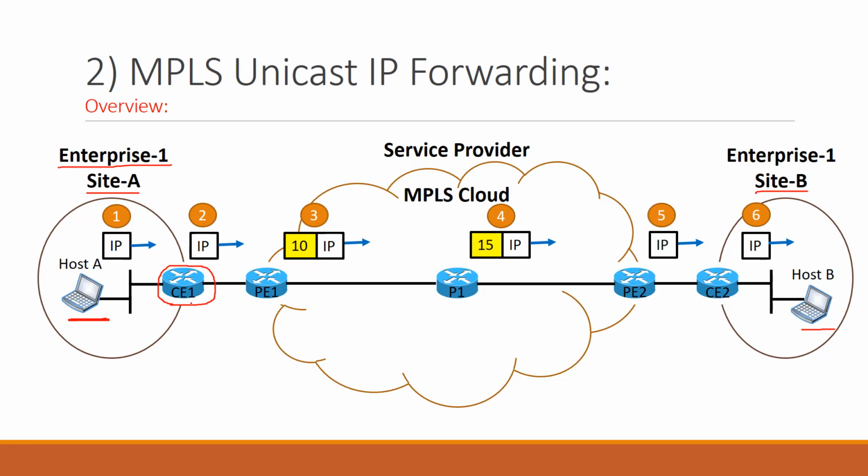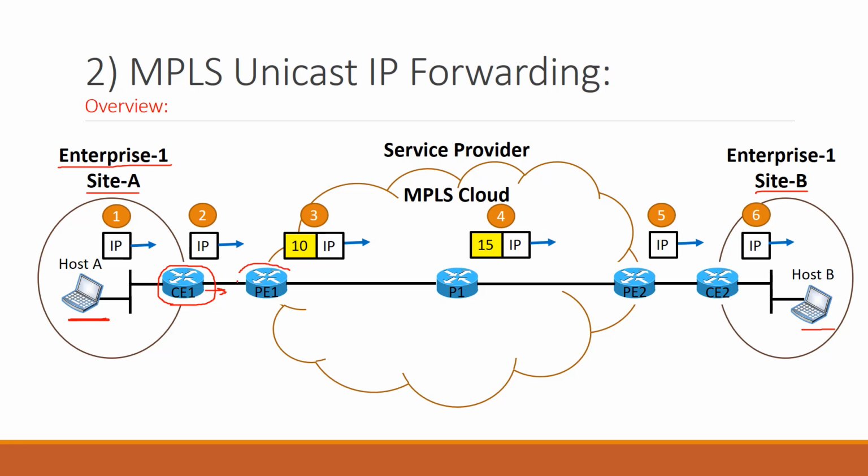So, customer edge 1 will use the normal routing, using the destination IP address that resides at the IP header, and find the entry in the IP routing table that matches this destination prefix, and based on this it can forward the packet unlabeled. Let's think that it decides to forward the packet through this interface to PE1. The packet in step 2 is sent unlabeled because customer edge 1 has no awareness of MPLS.